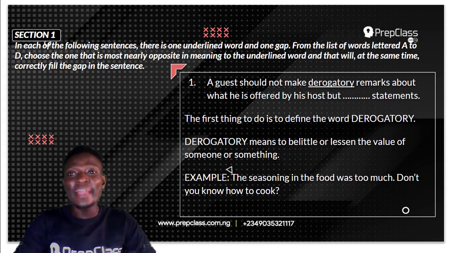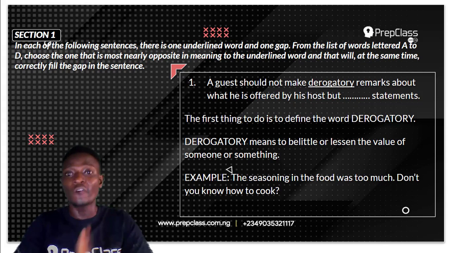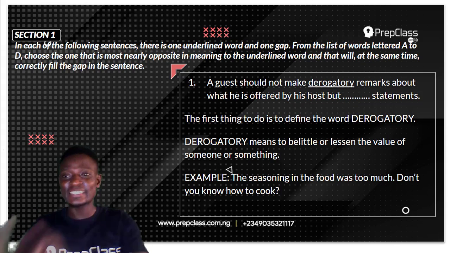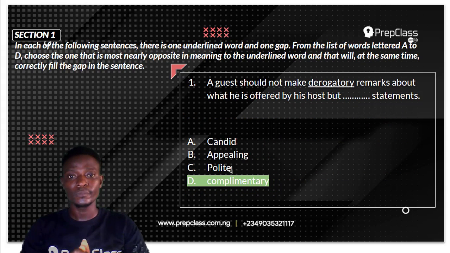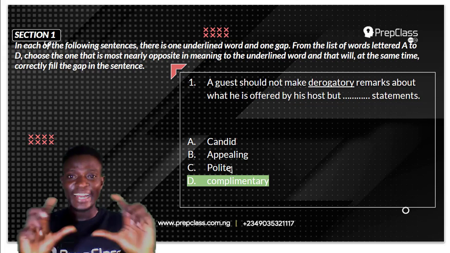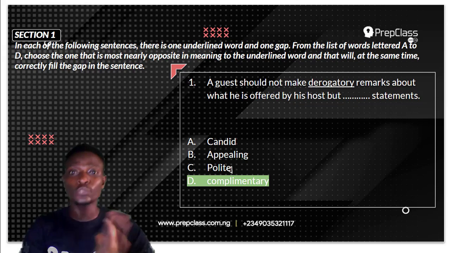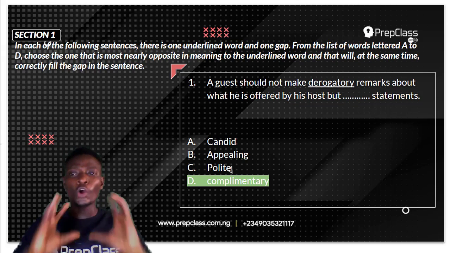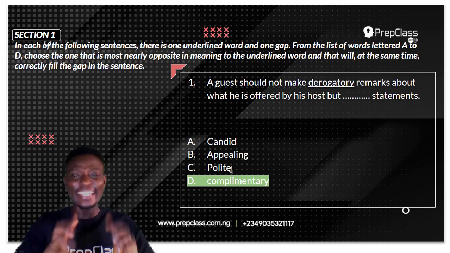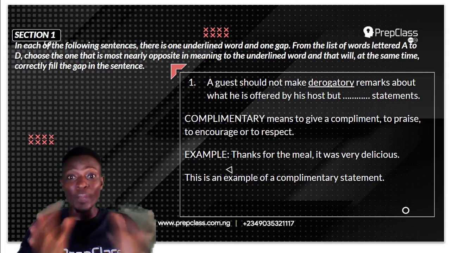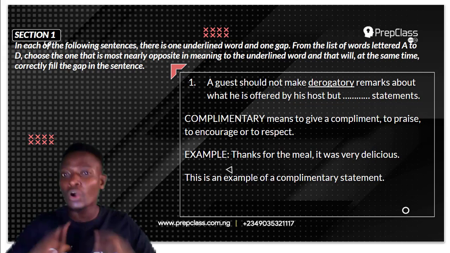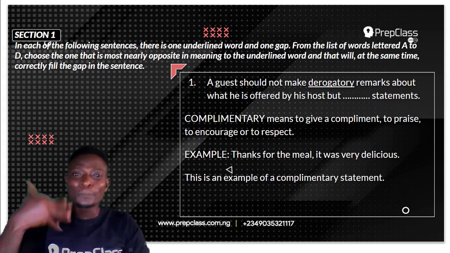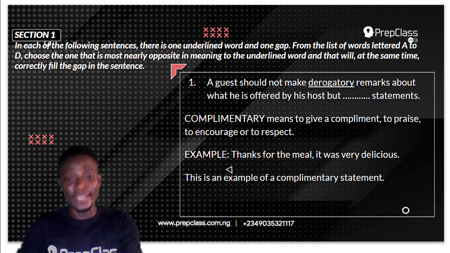So, a guest should not make derogatory remarks about what he is offered by his host, but dash statements. Now, we have to select the option that means the opposite of derogatory. Now, the answer to this question is complimentary. A guest should not make derogatory remarks about what he is offered by his host, but complimentary statements. What is the meaning of the word complimentary? The word complimentary means to give a compliment or to praise or to encourage or to respect.